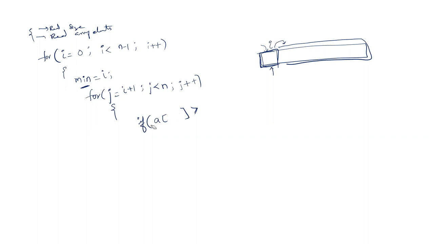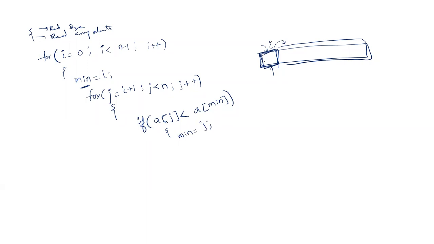If A of j is less than A of min, that means by comparing this element with all the elements, if that element is less than the element, then I should replace the min. Remember, I'm not here to replace the elements, I'm here to replace the index. So what is the index now? min equal to j. So now I'm replacing that.